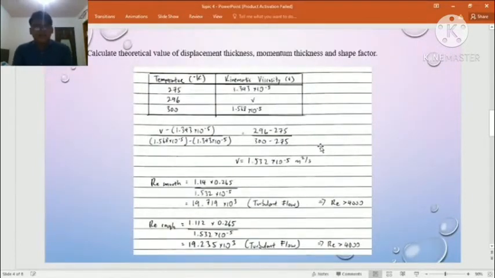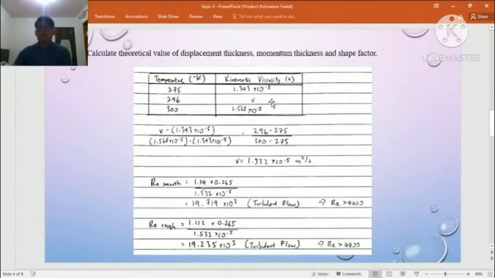Next, the question is to calculate the theoretical value of displacement thickness, momentum thickness, and shape factor. Here we need to find the value of these three theoretically. So the temperature given from the module is 23 degrees Celsius. So we add 273 and it becomes 296 Kelvin.